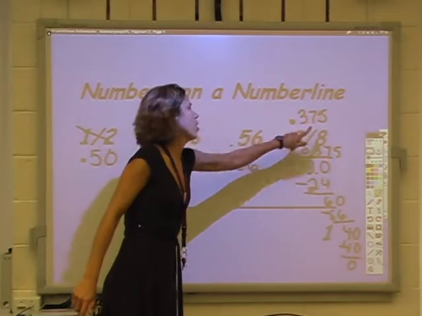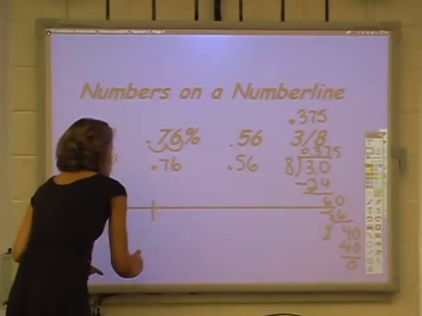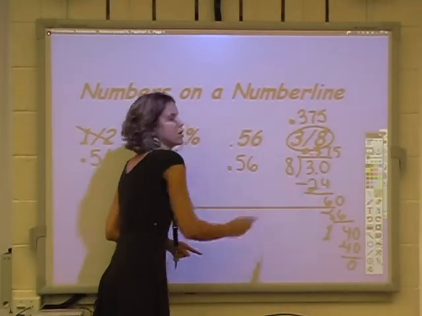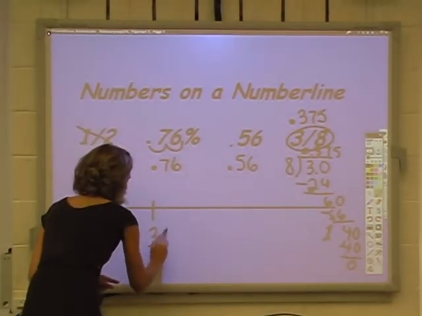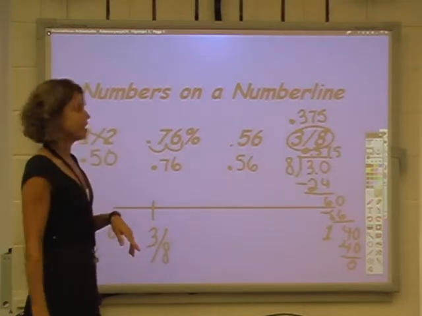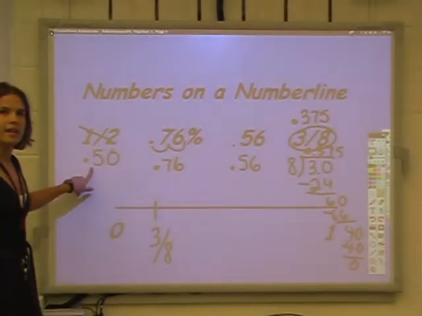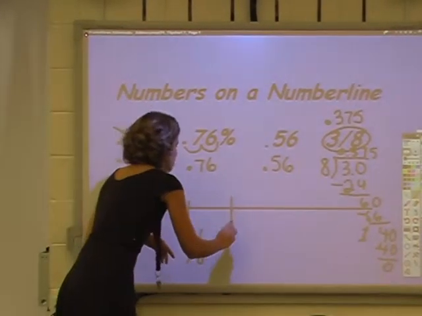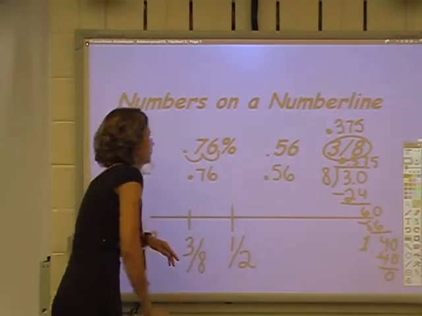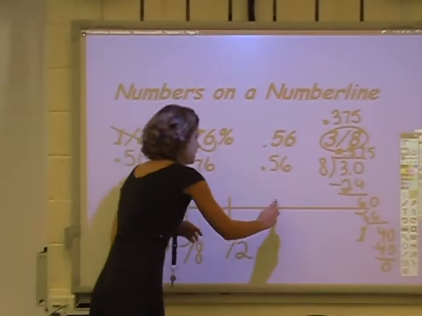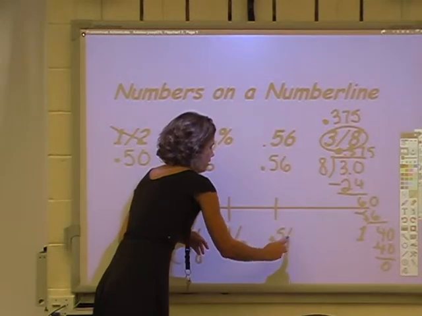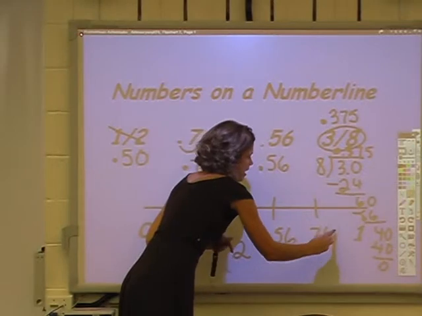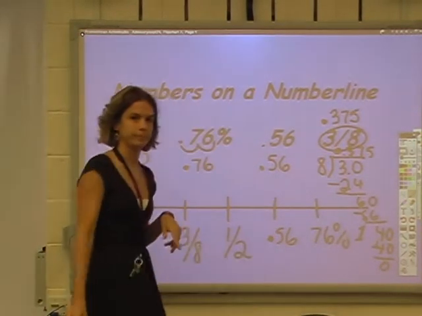Okay, so now we have all of our numbers, and if we look, 0.375 appears to be the smallest. So we're going to write that one first. But 0.375, the original they gave us was 3/8, so we need to write the original, 3/8. The next biggest one would be the 50 cents. 50 cents is the same as 1/2, which was the original they gave us. So we put 1/2 on the board. Then we have 0.56, and we have 76%. And we've completed the problem.